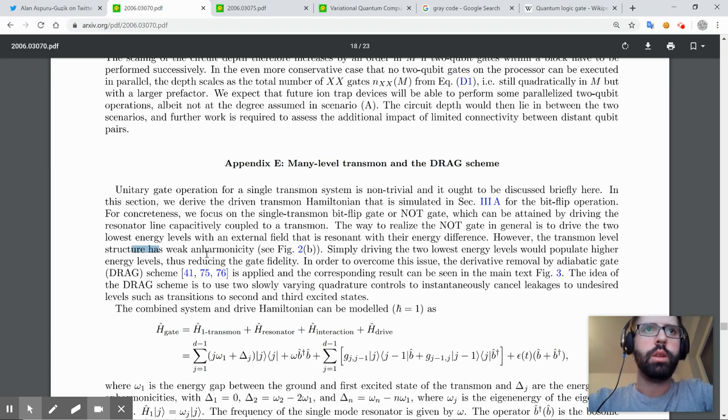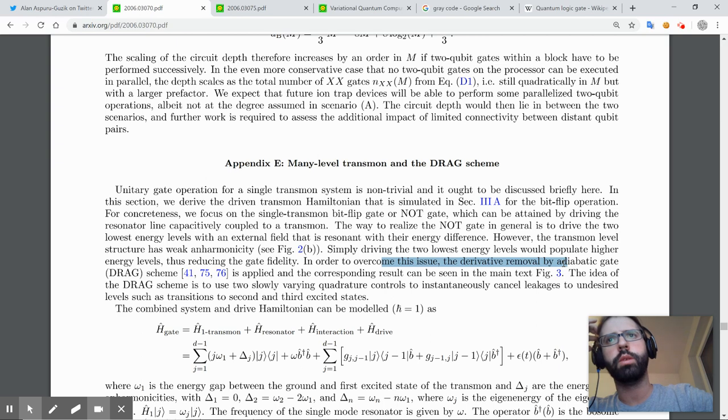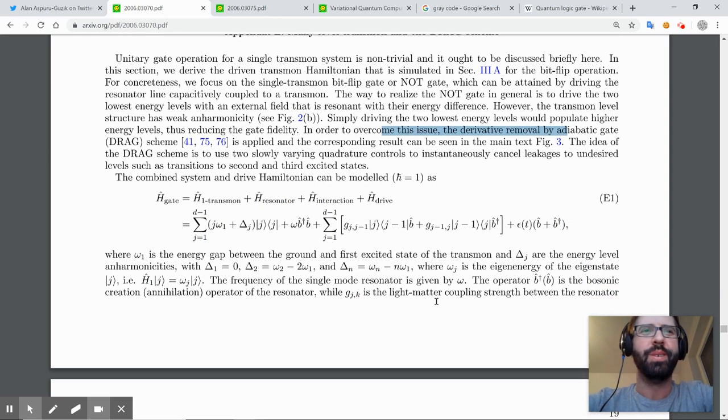However, the transmon level... No, those are too technical details for me, but I guess they explain how you really implement the NOT gate. In order to overcome this issue, the derivative removal... it seems that the two lowest energy levels would populate high energy levels, thus reducing the gate fidelity. In order to overcome this, the derivative removal by adiabatic gate scheme is applied, and the corresponding result can be seen in the main text. The idea of the DRAG scheme is to use 2 slowly varying quadrature controls to instantaneously cancel leakage to undesired levels. This is really low-level stuff, man.